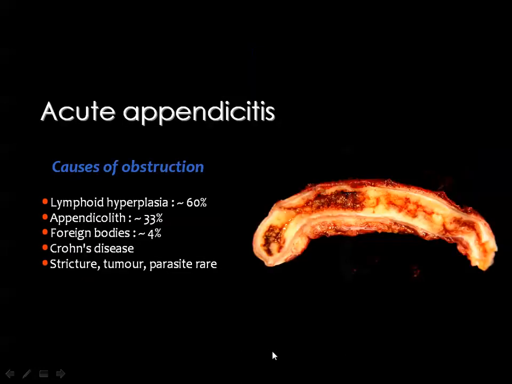Then the inflammation of the appendix will result when the appendix is obstructed, and obstruction is usually caused by lymphoid hyperplasia in around 60% of the cases, appendicolith, which is a calcified lesion in about 33% of the cases, foreign bodies in Crohn's disease, structured tumors like carcinoid tumor, and even parasites.